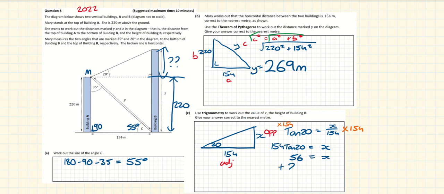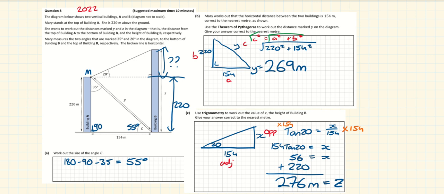But don't forget that's not all of it. Don't forget the 220 as well. So the total of Z is 276 metres, which is the height of the building Z. So don't forget to finish it off, or you'll lose a few marks there.